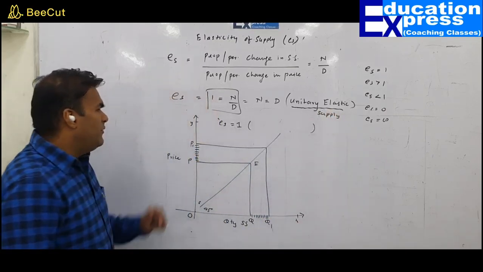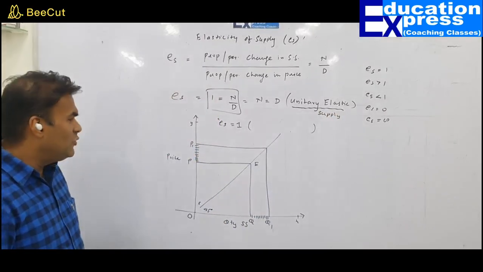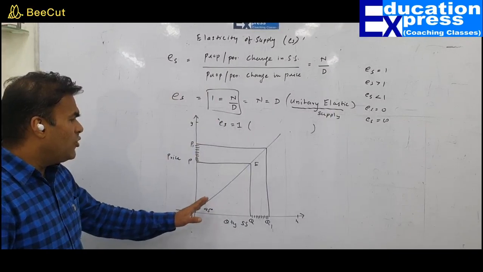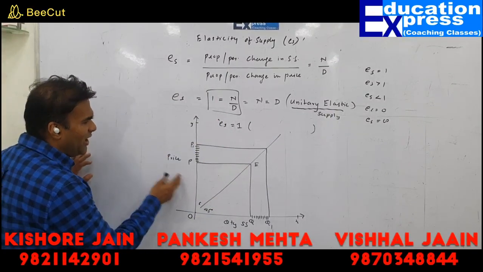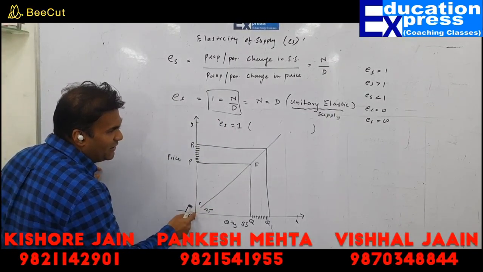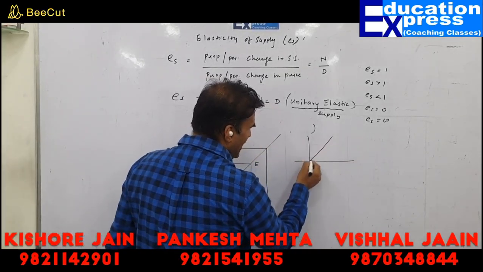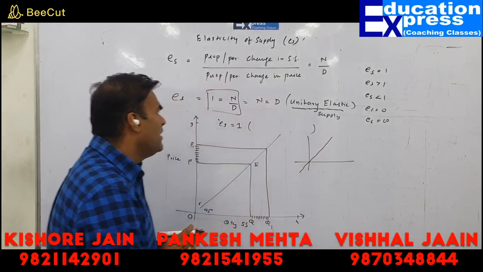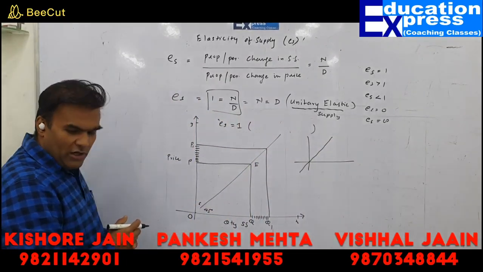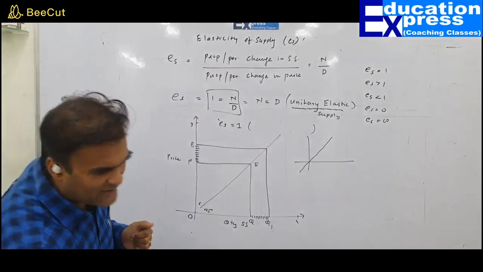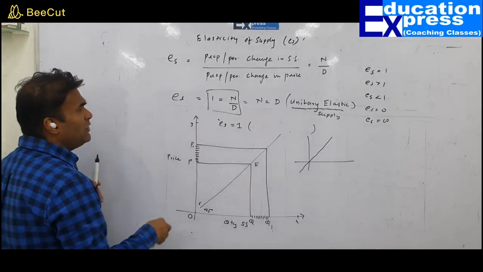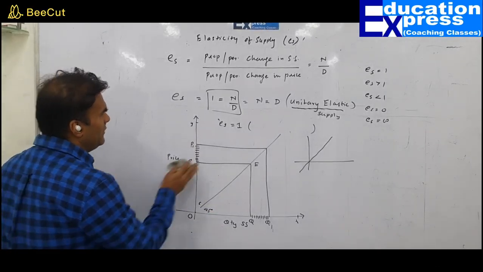I'm sure, my dear friends, this must have been understood. Make sure that when you are drawing this curve, you are exactly bisecting this angle. That means if this is a 90-degree angle, it has to be exactly bisected. Then only you can get E equals 1 in a perfect sense. Alright, let's move on to the next one, that is the second one.